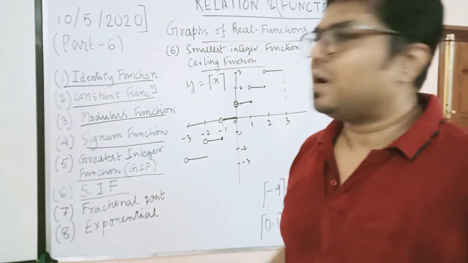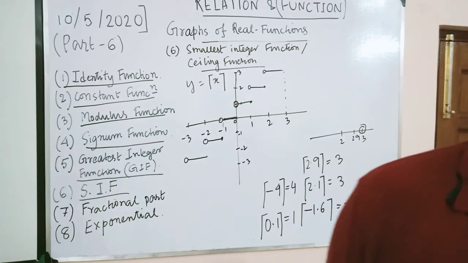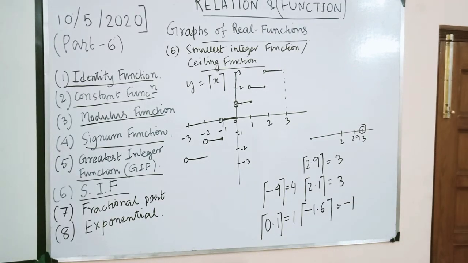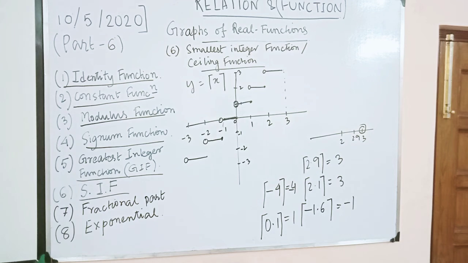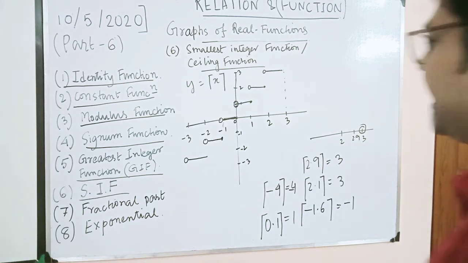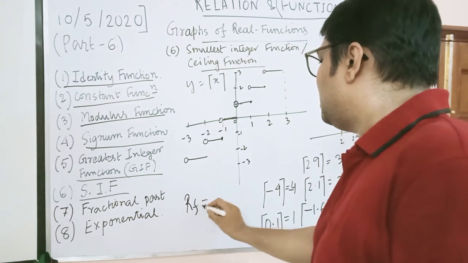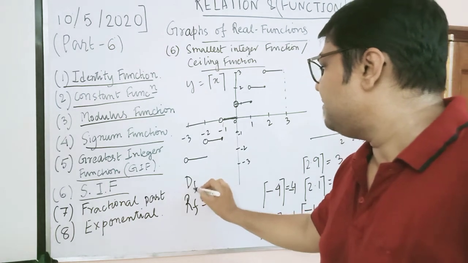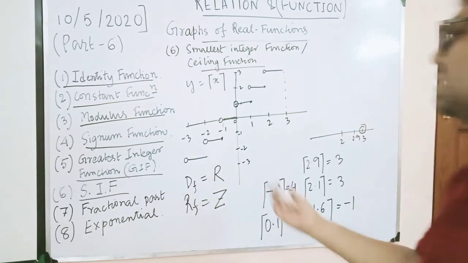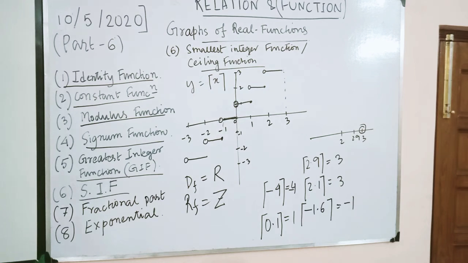Here also we find that all the y values are positive or negative integers. Here I wrote a minus 4. So positive or negative integers. Definitely, the range of this will be integers, and the domain can be any value. So the domain is R, that means it takes any real value. So this is all about the smallest integer function, or the ceiling function.